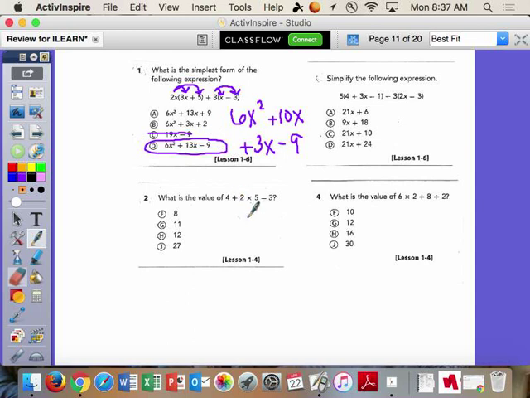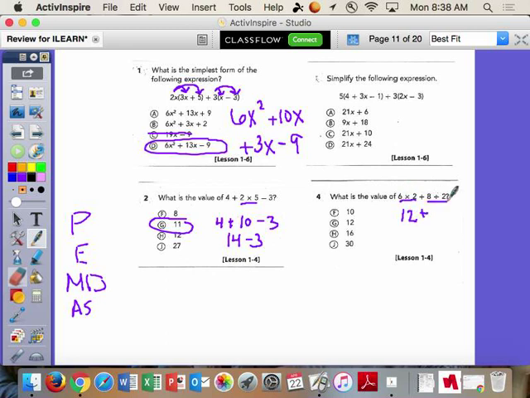Okay, this one's order of operations. So our order of operations is parentheses, exponents, multiplication and division, left to right, and addition, subtraction, left to right. So first, I don't have any parentheses. I don't have any exponents. I do have multiplication though, so what does that give you? 10. So I have 4 plus 10 minus 3, go in order left to right. 10 plus 4 is 14, minus 3 is 11. What is the value of 6 times 2 plus 8 divided by 2? Multiplication and division first. So that's 12. I'm just going to bring down my plus sign. That's 4. And I get 16.